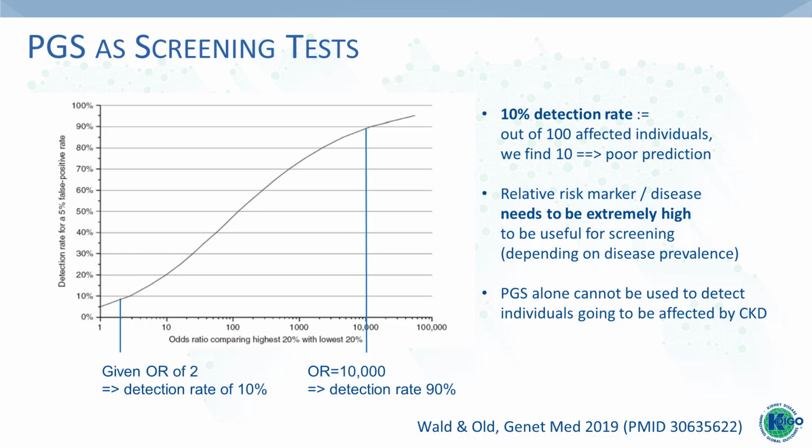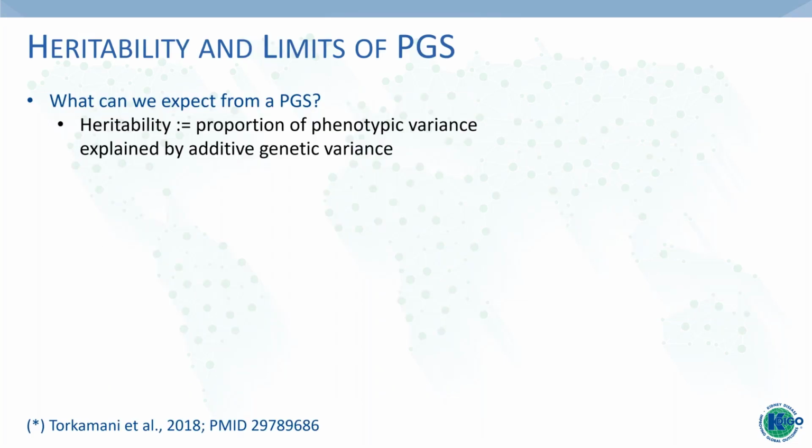If you compare this to other screening tests, this is really poor. In order to be useful for screening, the relative risk must be extremely high between marker and disease. For a detection rate of 90%, we have a relative risk of more than 10,000 between marker and disease. This means we cannot use a PGS alone to detect individuals that are going to be affected by CKD. So what can we expect from a PGS?